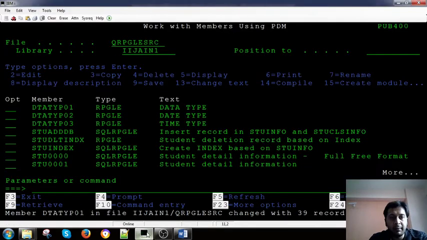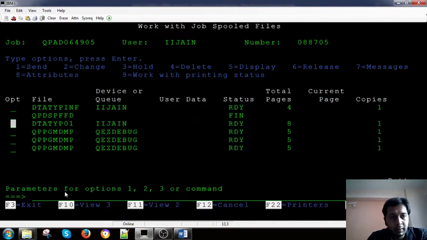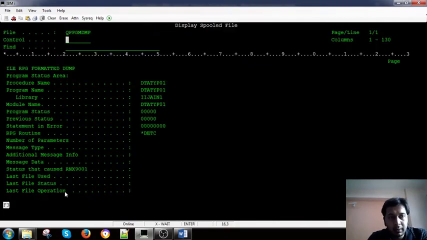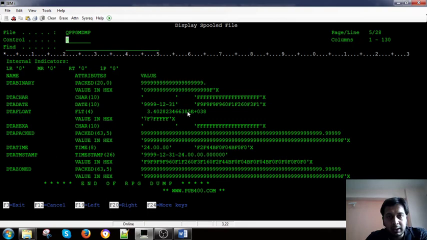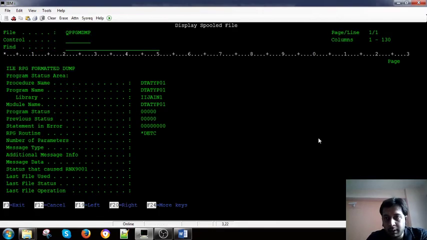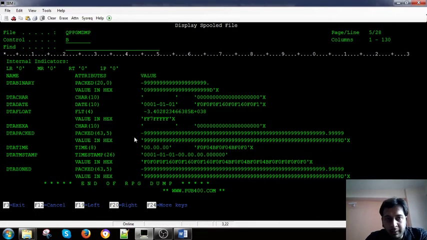As we have seen in the previous session, if we declare this value in packed, here you can see there is an F, and in packed this is a positive value. But for the negative values, here is a D and here is a D.